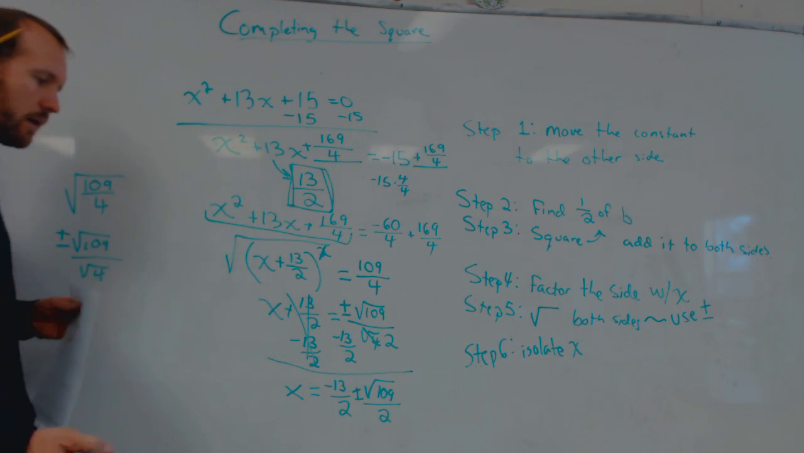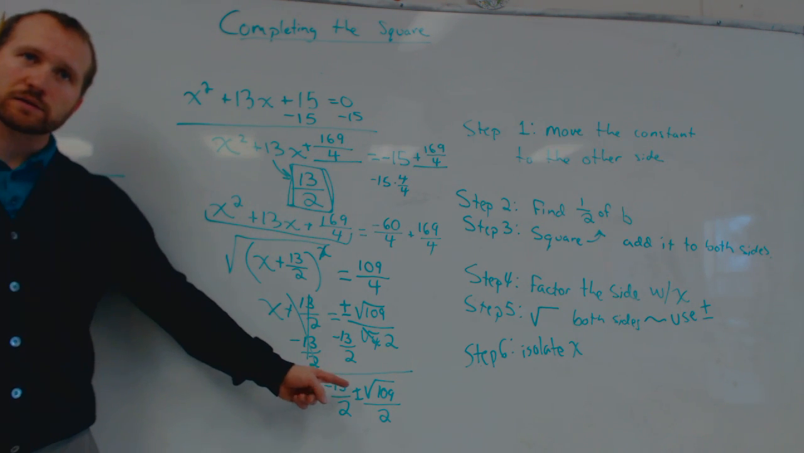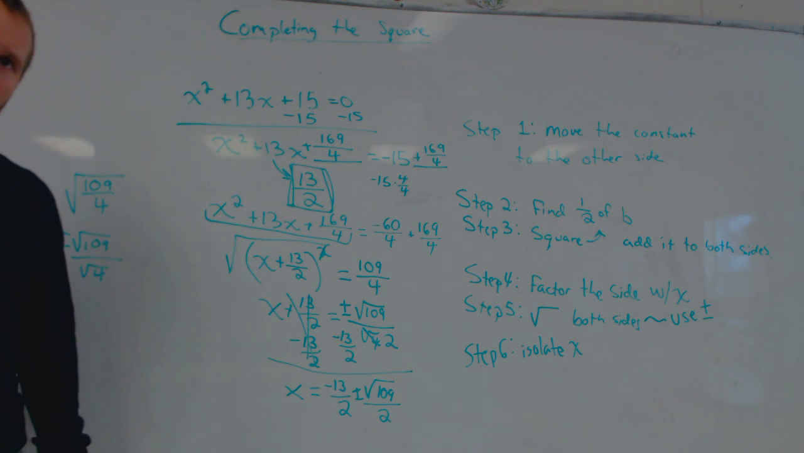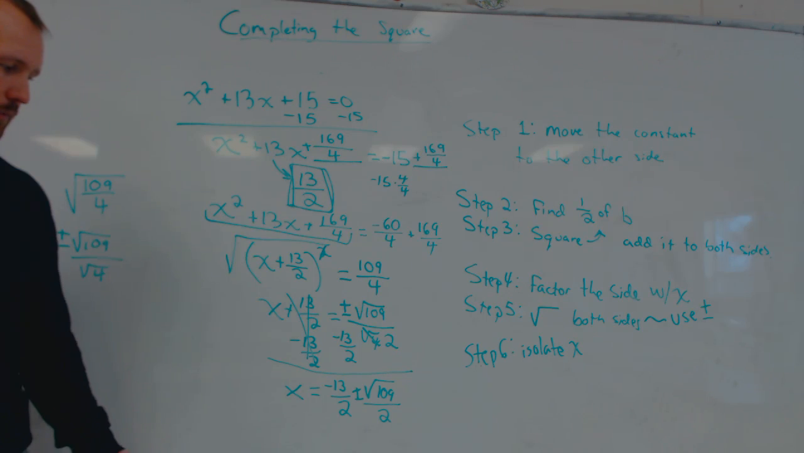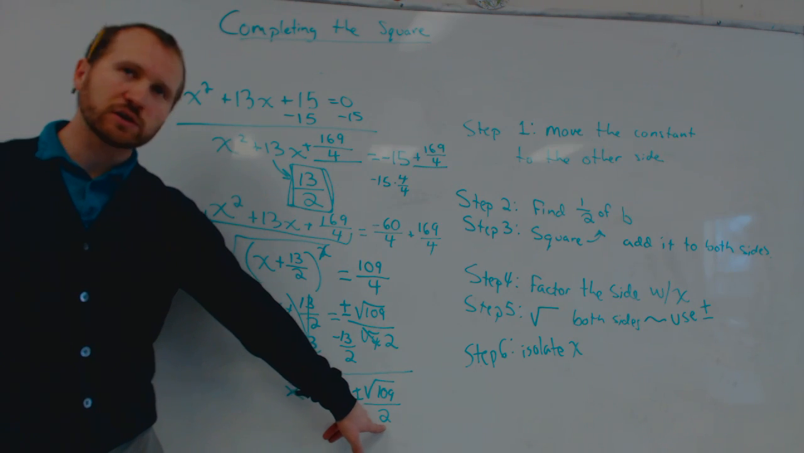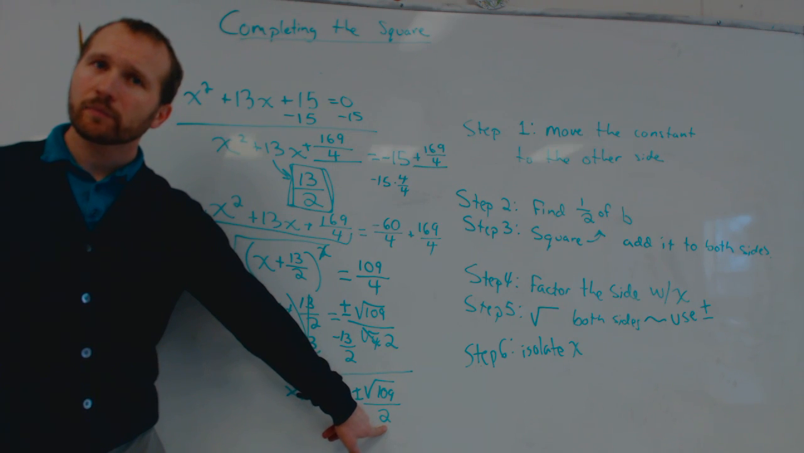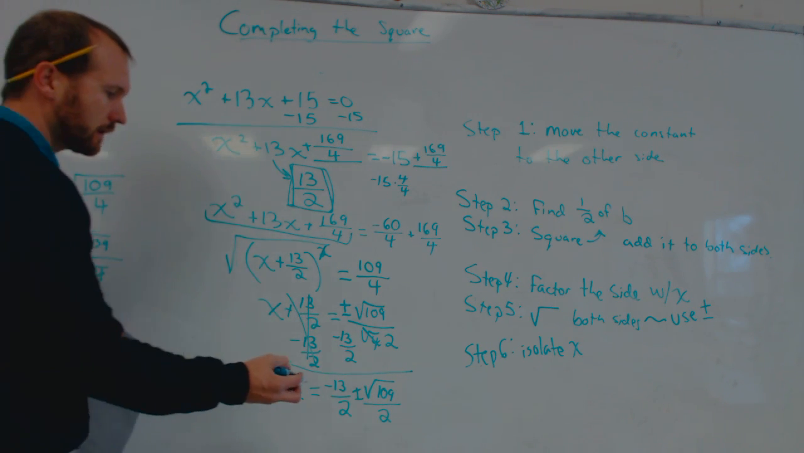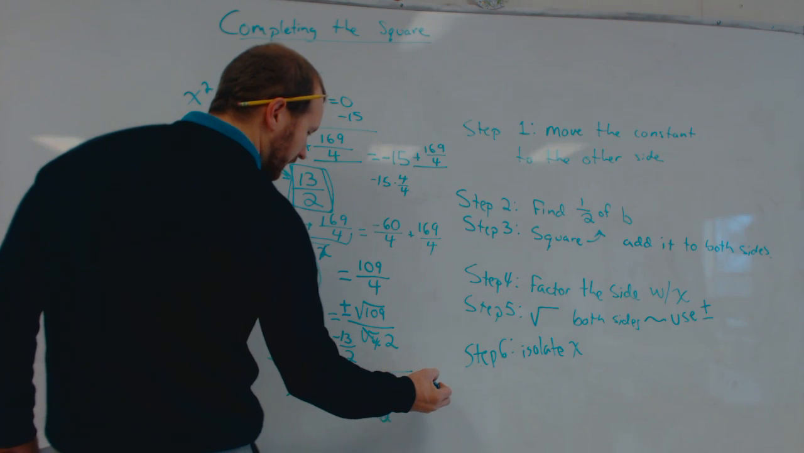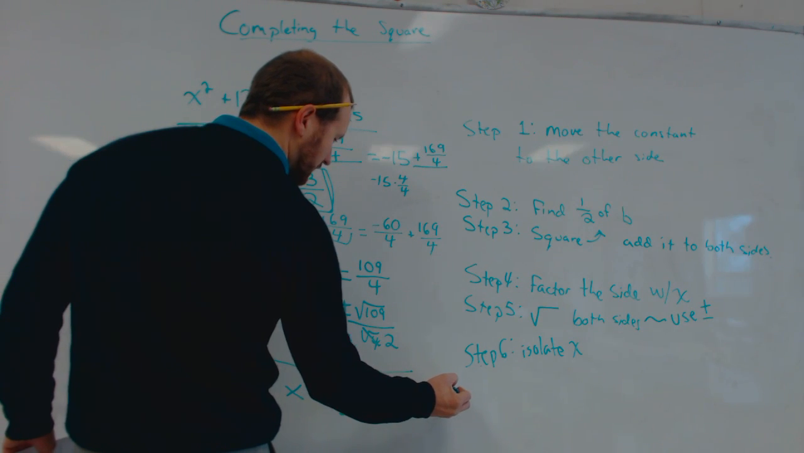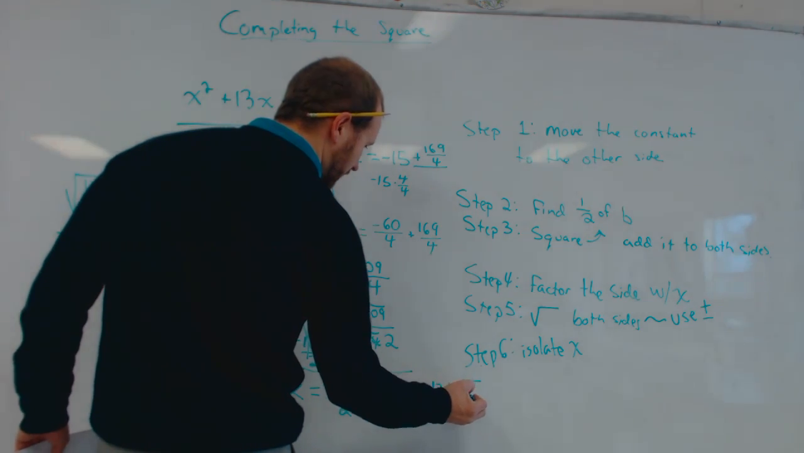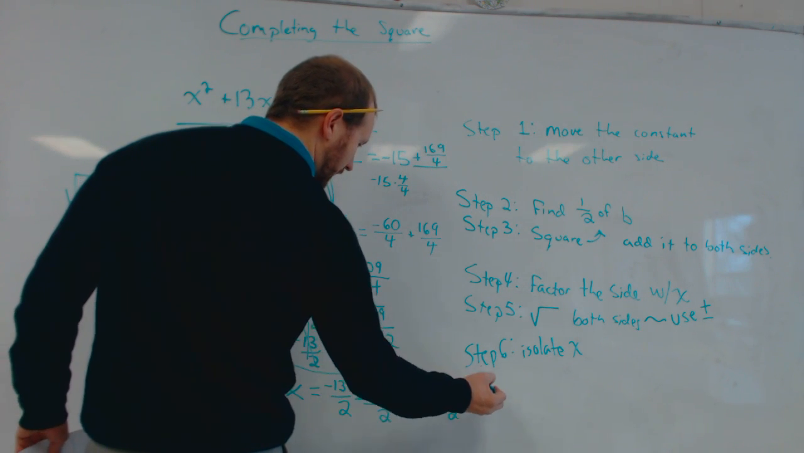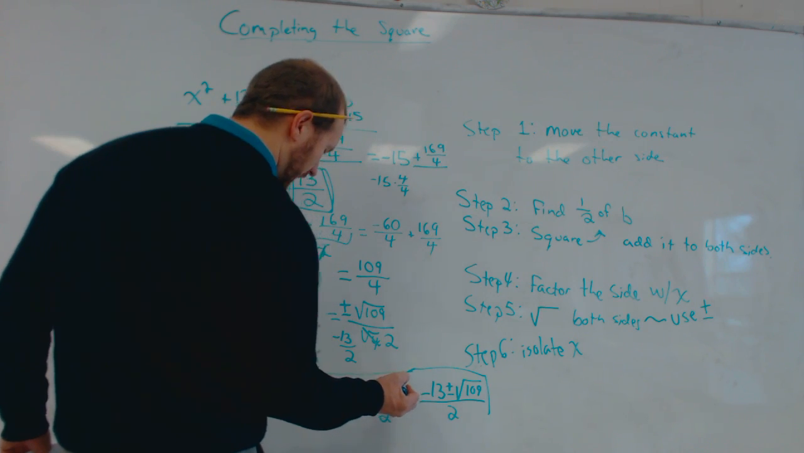Is that your answer? I'm really close because there's nothing I can really do with the square root of 109. But I do have both fractions with the same denominator, so I can combine those, right? I can combine this to be negative 13 plus or minus the square root of 109 all over 2. And that's my answer, right? X equals that.